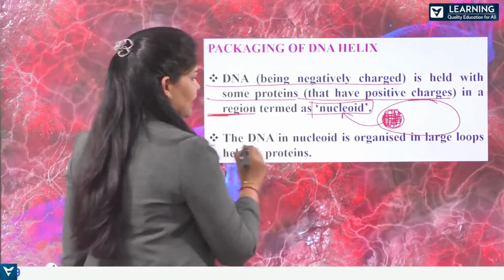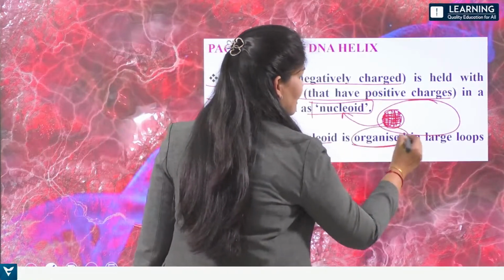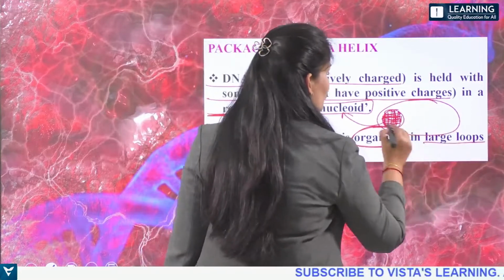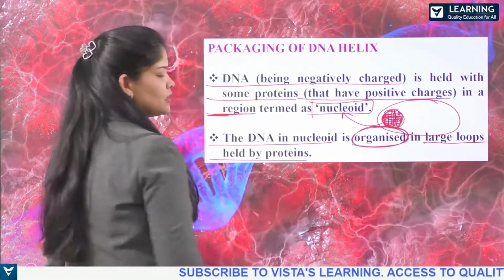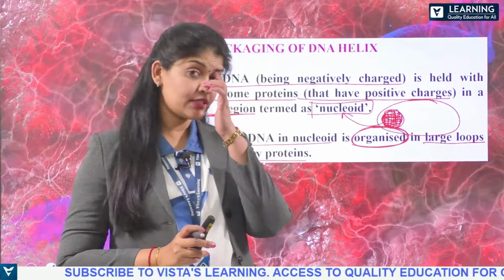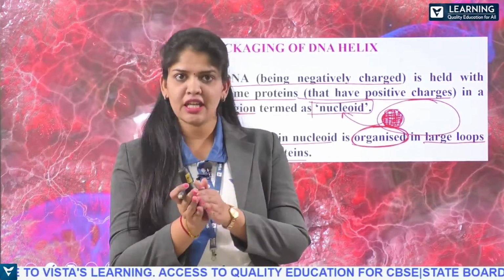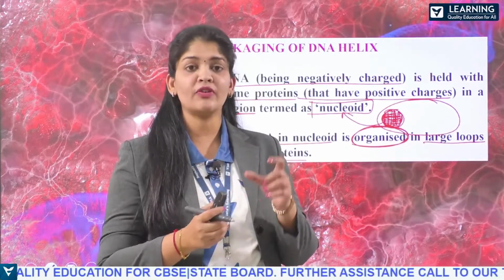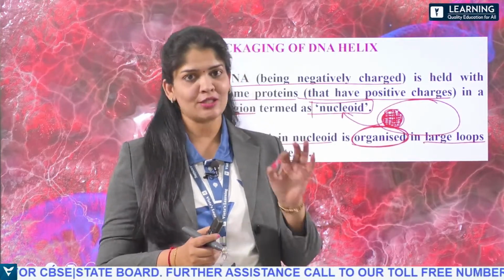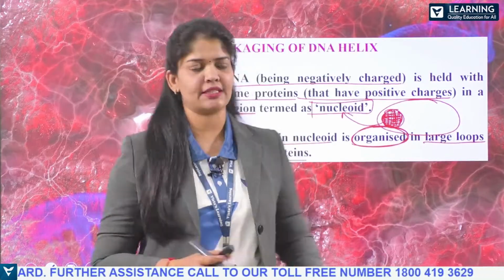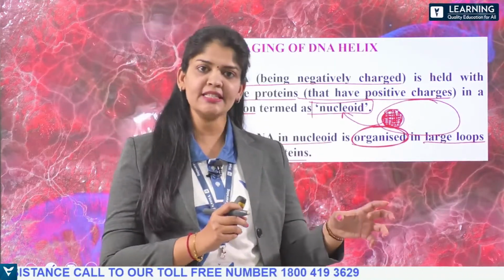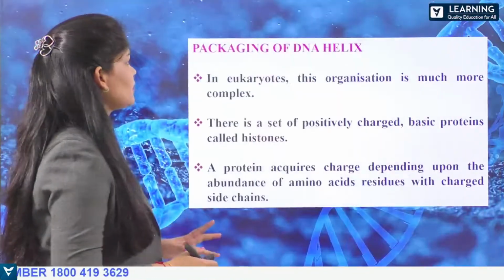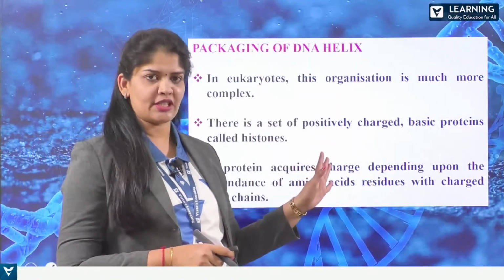Now, the DNA in the nucleoid is organized. It is compactly present in large loops held by the proteins. This is an interaction of the DNA with the proteins, and in such a way it will organize itself in the form of a large loop by associating itself with the proteins, because proteins are positively charged and the DNA is a negatively charged molecule. Now, this is all about the prokaryotic cells.